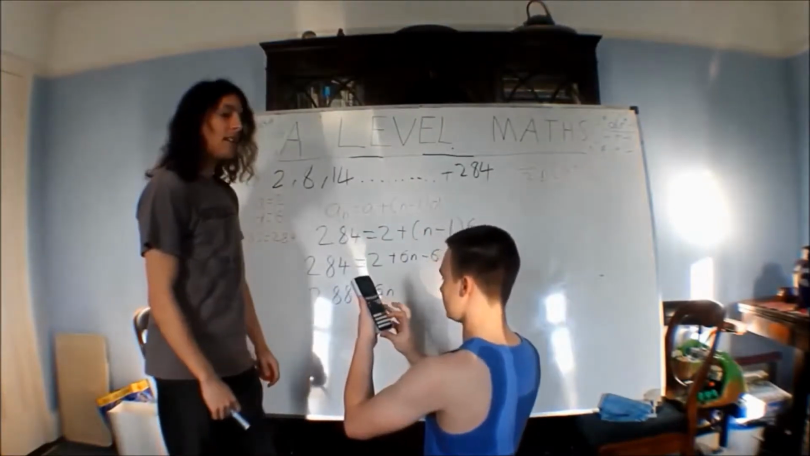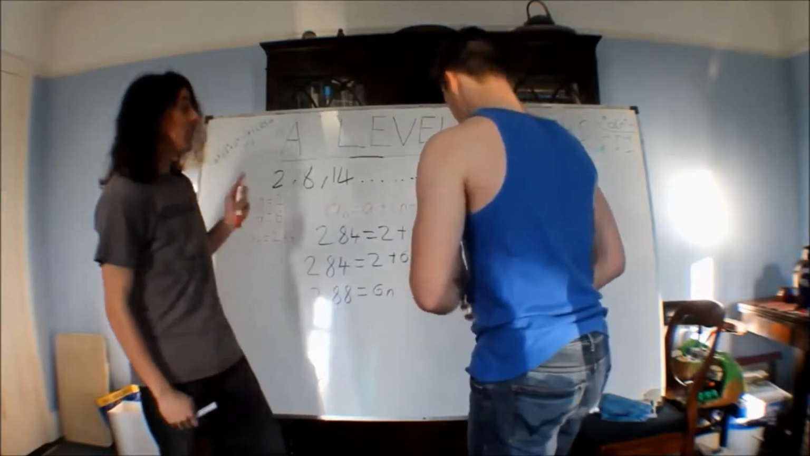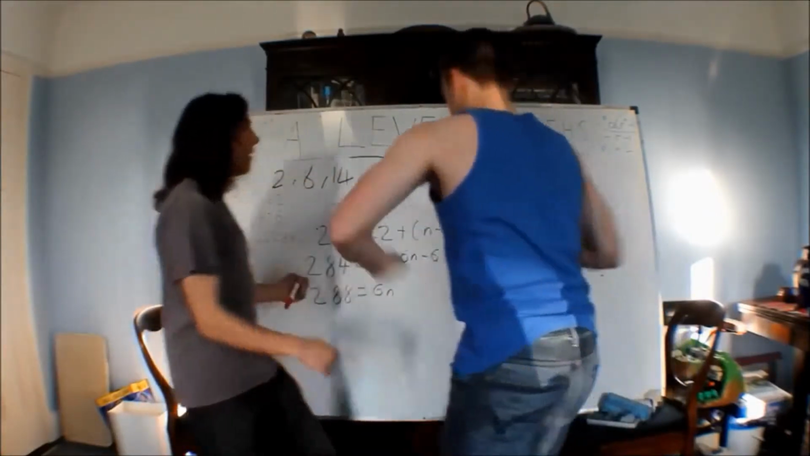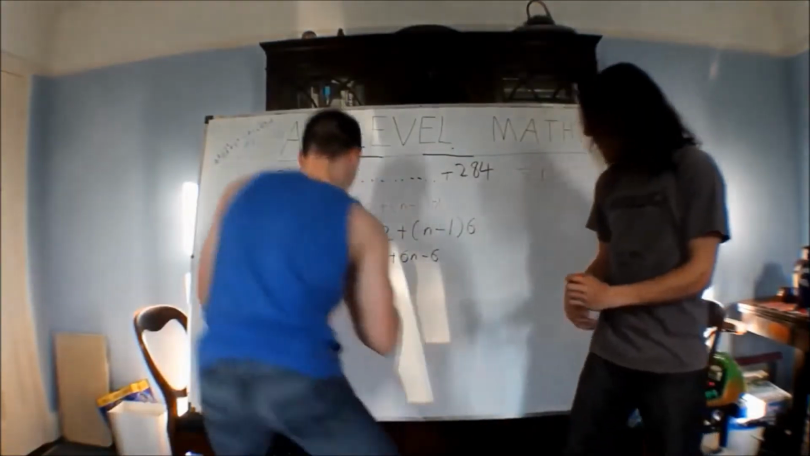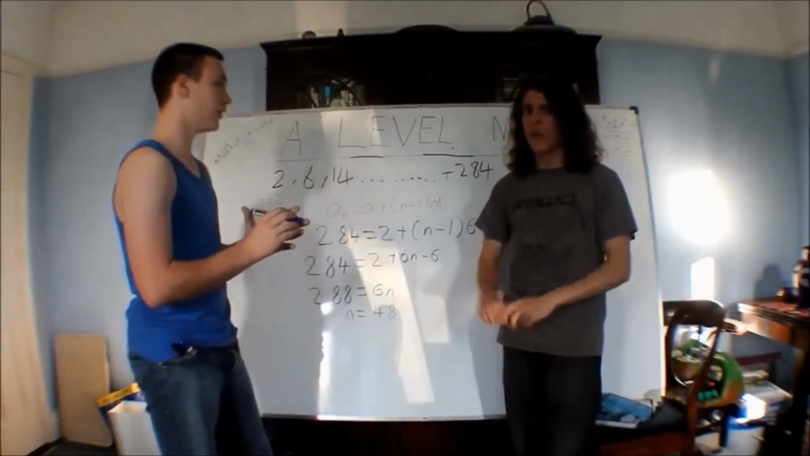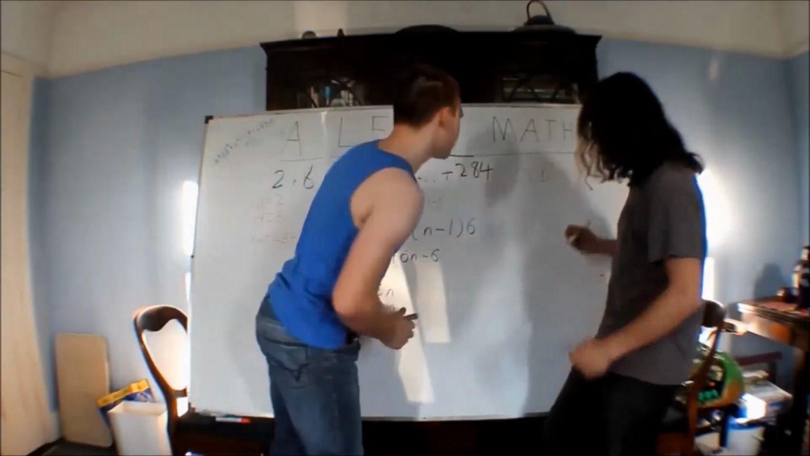Can it do 288 divided by 6? It's 48, it says, and that means there are 48 terms in this gap here. It reckons. Let's trust it. I think I can trust it. Okay, now that's that sorted. Now we can crack on. We know what n is. We can do this.